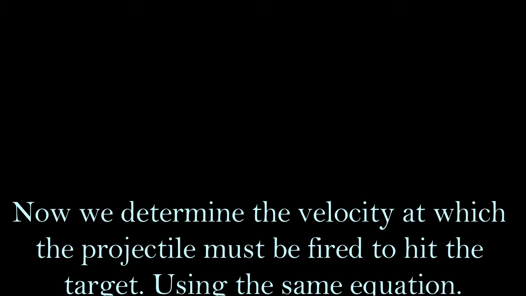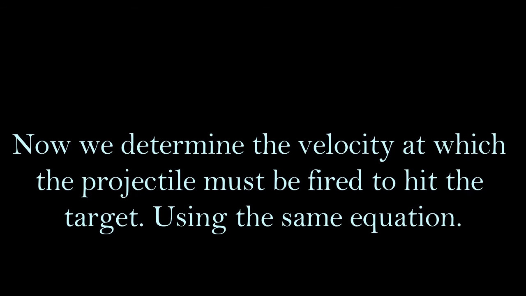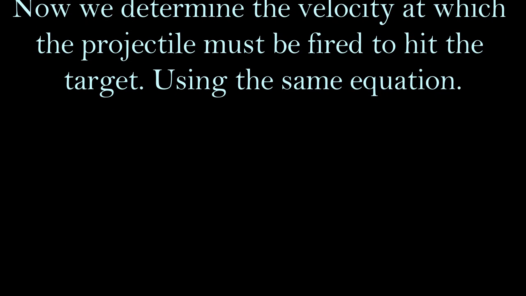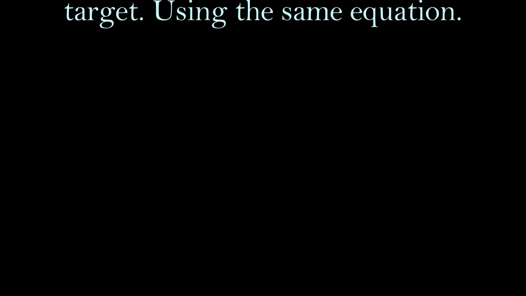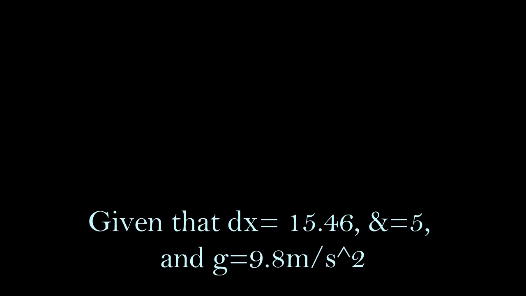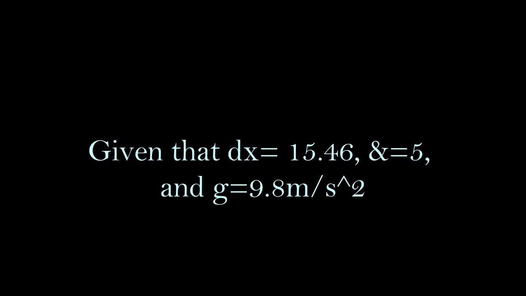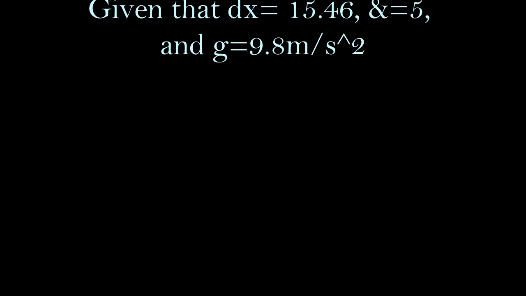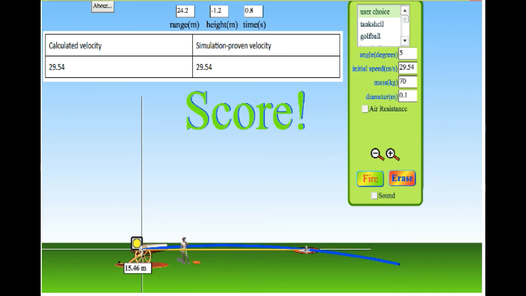Now we determine the velocity at which it must be fired to hit the target. Using the equation dx equals velocity squared times sine 2 times angle over acceleration due to gravity, and given the variables chosen, which are horizontal displacement equals 15.46 meters, the angle is 5 degrees, and the acceleration due to gravity is 9.8 meters per second squared, we get a calculated velocity of 29.54 and a simulation velocity of 29.54.